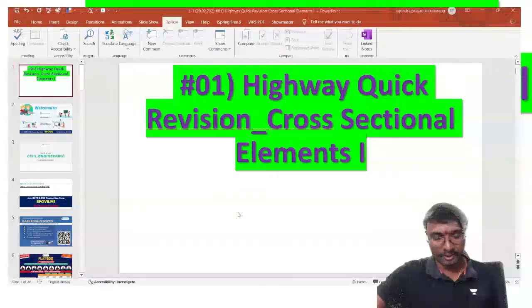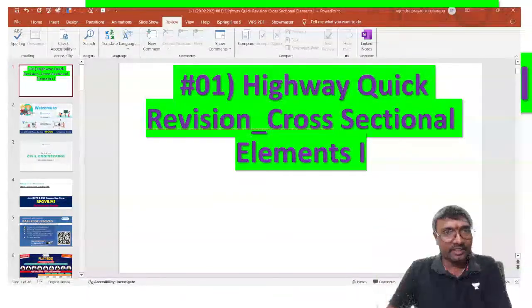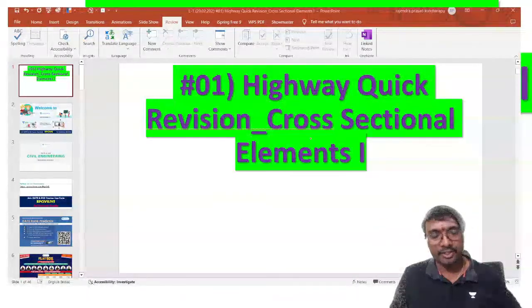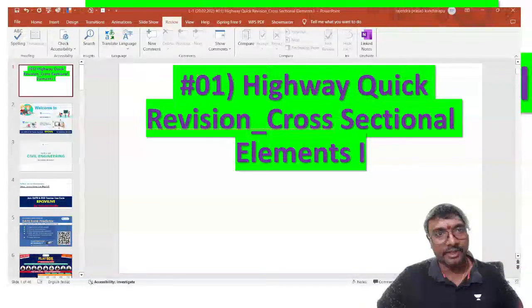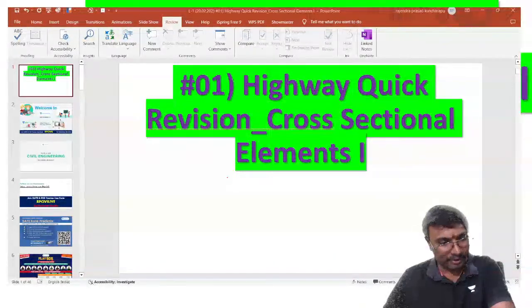Right. So here, we'll be starting this. This is your highway quick revision. So cross sectional elements we are doing. Cross sectional elements part 1 you can say.